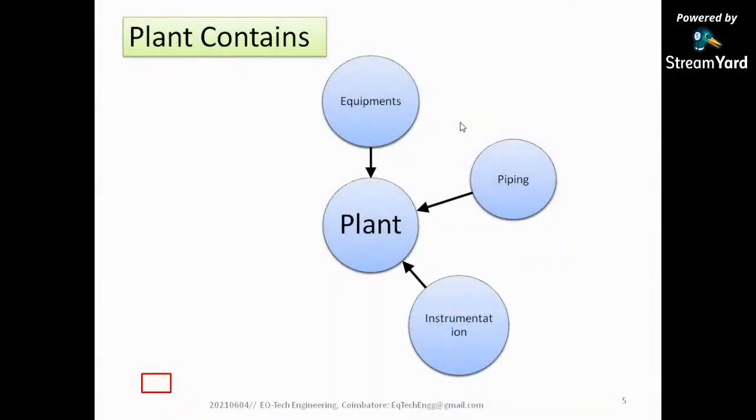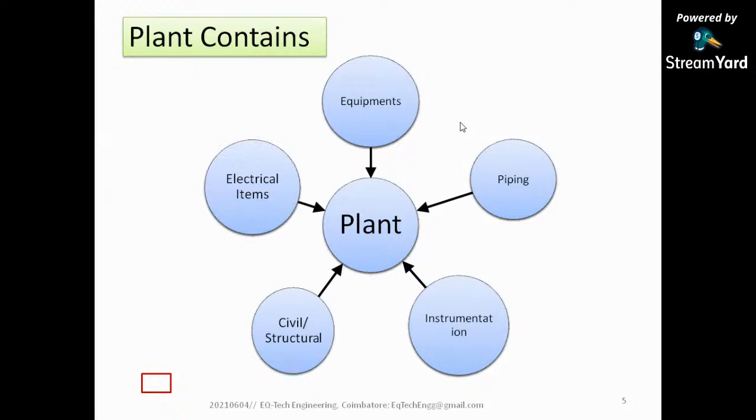Then, instrumentation is there. For any fluid, we have to measure the properties of the fluid. So, instrumentation is the most required part in a plant. Then, civil or structural. A plant will have, for example, foundations for equipments and piping, and the equipments or piping will be supported by beams and columns, so we call it structural. Then electrical items, like a pump will have an electrical motor, and lighting arrangements will be there. This is what we call electrical items.